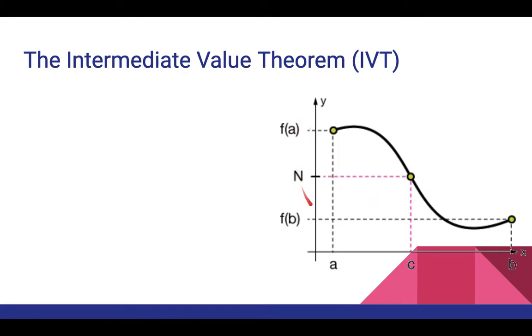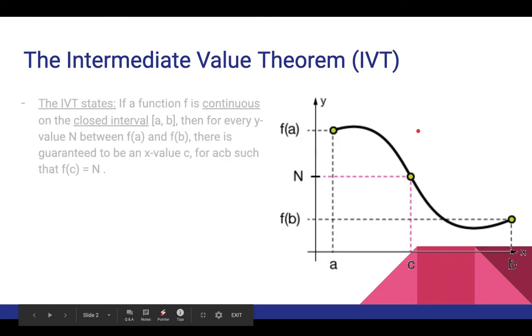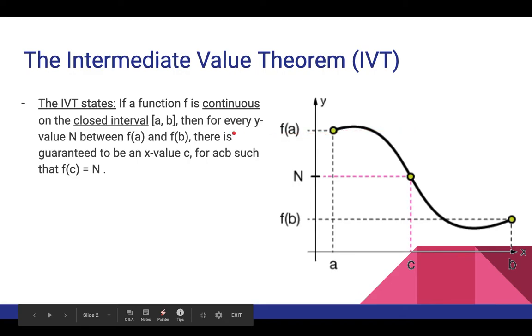So all y values will be covered and produced. All y values between f of a and f of b will be produced by some x value c between x equals a and x equals b. This forms the basis for what we call the intermediate value theorem. The intermediate value being our y here, since it's intermediate between f of a and f of b.